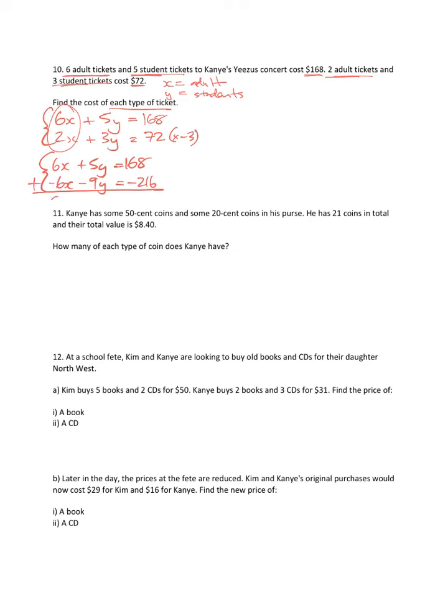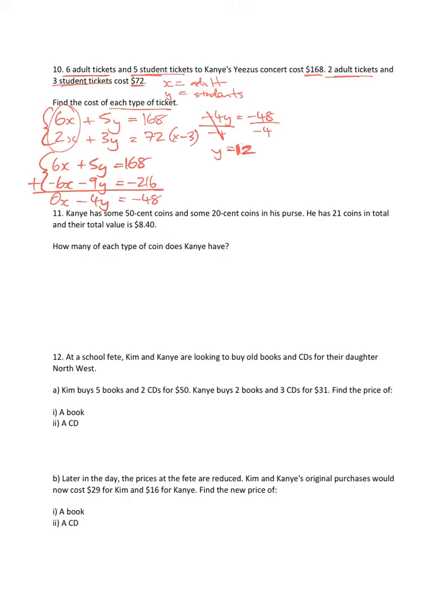6 plus negative 6 is 0x's. 5 plus negative 9 is the same as 5 take 9, negative 4y's. 168 take 216 is negative 48. So what do we have now? Negative 4y's is equal to negative 48. What's the opposite of times by negative 4? Divide by negative 4 on both sides. Y is going to be negative 48 divided by negative 4, which is not negative 12, it is just 12, because a negative divided by negative is a positive.